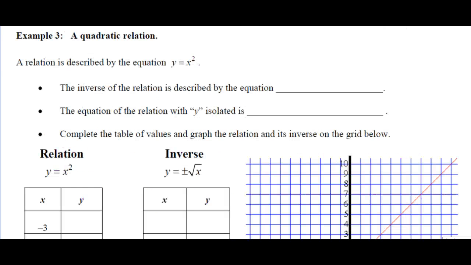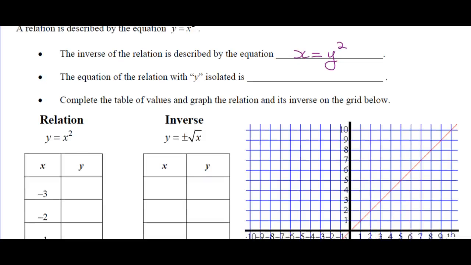One page down, 6 to go. So, quadratic. Let's take a look at quadratic. A relation is described by the equation y equals x squared. How do we write the inverse? What do we do to get the inverse? You do what with x and y? Switch them. So we're going to write x equals y squared. Okay, so let's start life out easy. We'll just go x equals y squared. Then I want to write it as y equals.